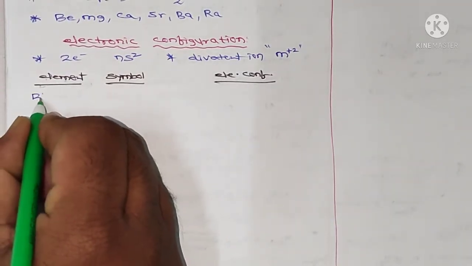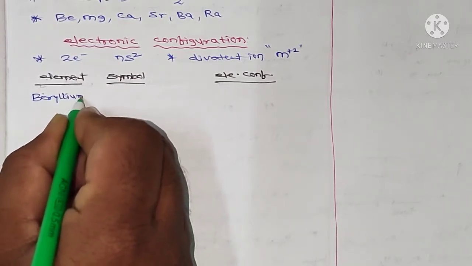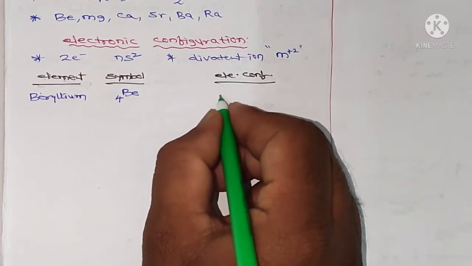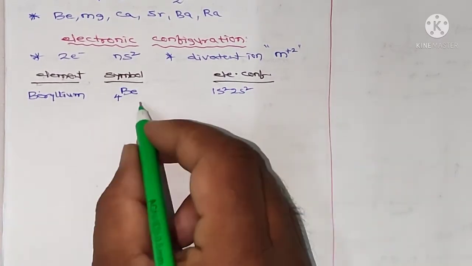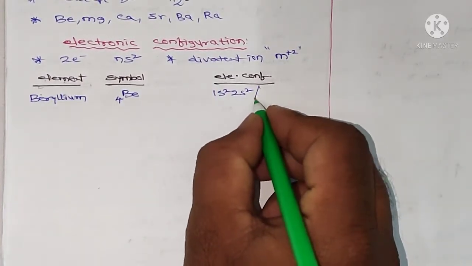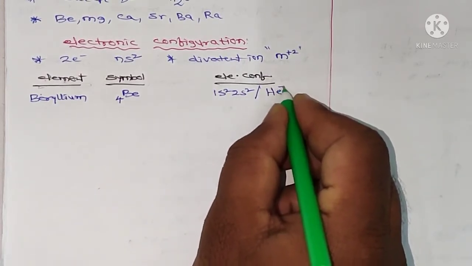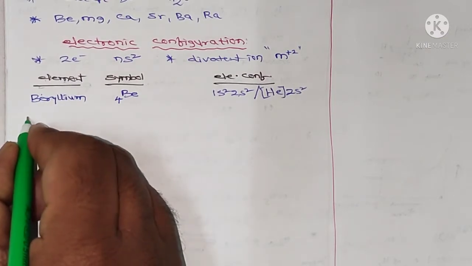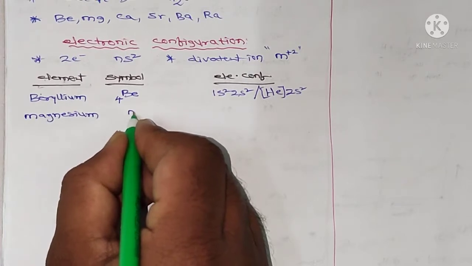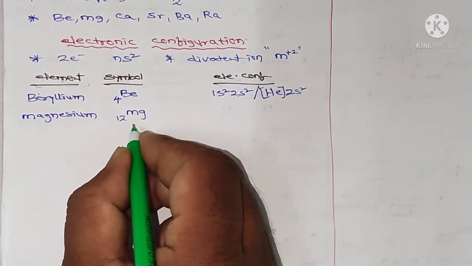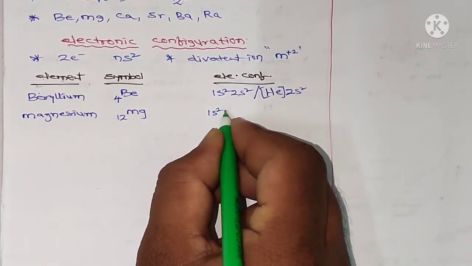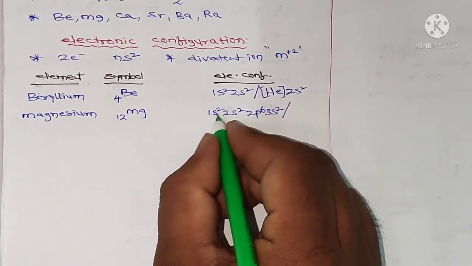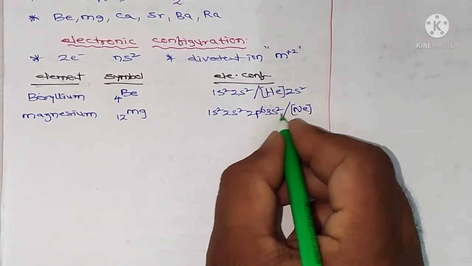Next, element symbol and electronic configuration. The first element is beryllium, symbol Be, atomic number 4. Its electronic configuration is 1s2, 2s2, because it contains 4 electrons. We can also write that 1s2 reaches the helium configuration, and the remaining is 2s2. Next element magnesium, symbol Mg, atomic number 12, with 12 electrons the configuration is 1s2, 2s2, 2p6, 3s2. Or we can write up to here 10 electrons means neon, and 3s2.